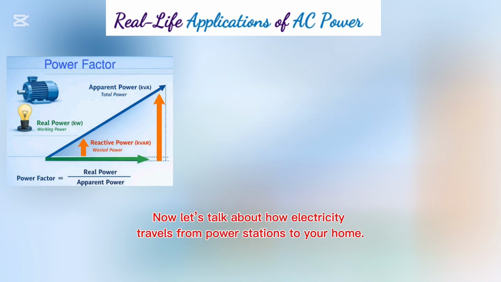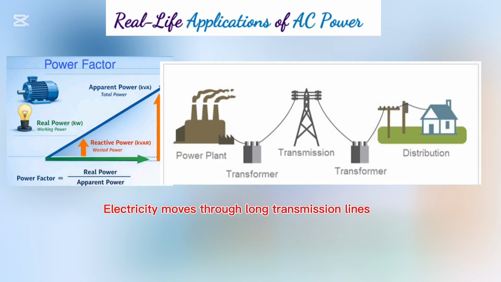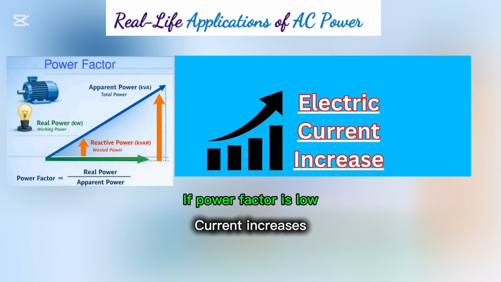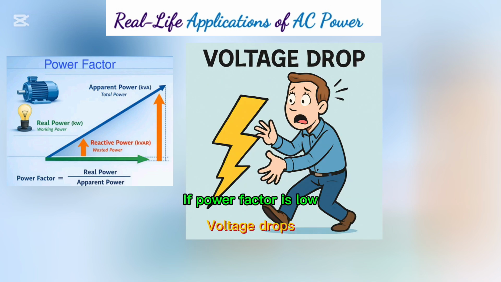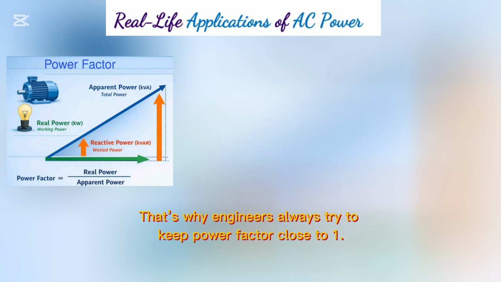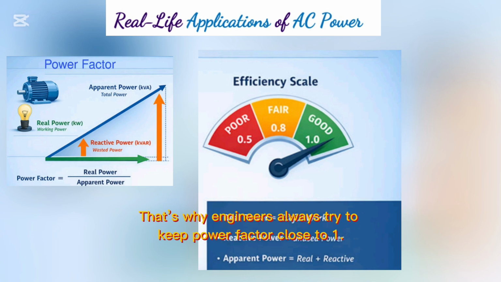Now let's talk about how electricity travels from the power station to your home. Electricity moves through long transmission lines. If power factor is low, current increases, heat losses increase, and voltage drops. That's why engineers always try to keep the power factor close to 1.